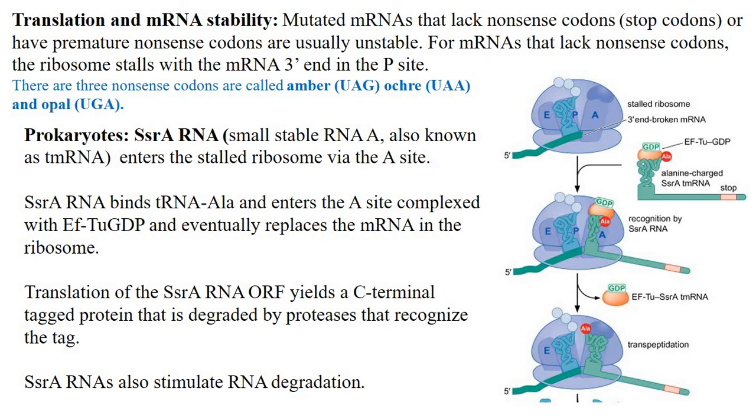Okay, so let's also talk about, if we talked about proofreading, let's talk a little bit about translation and mRNA stability. What happens if the mRNA is corrupted, if the mRNA is not a correct mRNA, or if the mRNA has a mutation in it? If the mutated mRNA lacks a nonsense codon, if there is no stop codon, how will termination happen in that case? Because we talked about this stop codon.